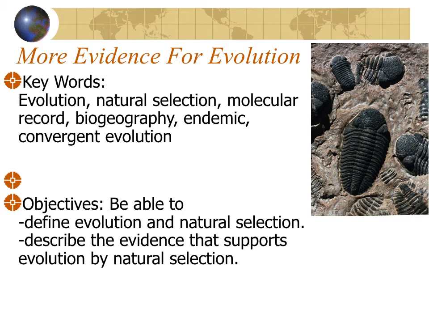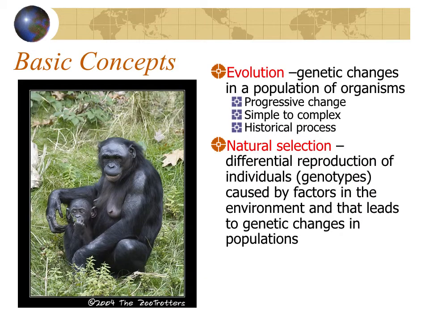Okay, here we're going to go over some more evidence for evolution and talk a little bit about some of the key evidence during Darwin and Wallace's time. Right, so evolution is genetic change in a population of organisms. It's progressive. It also describes the history of organisms from simple to complex.